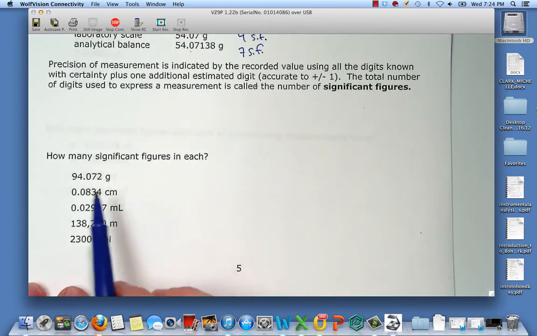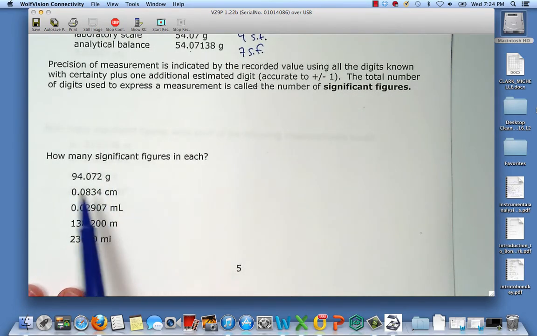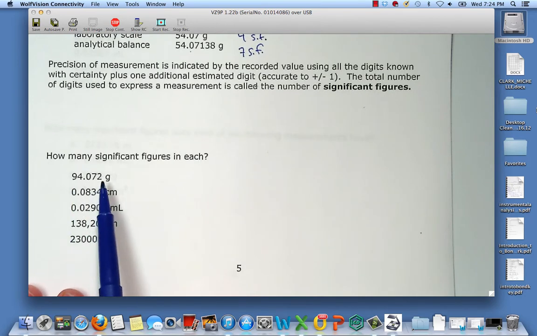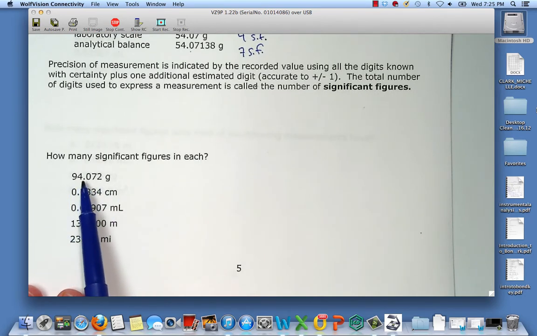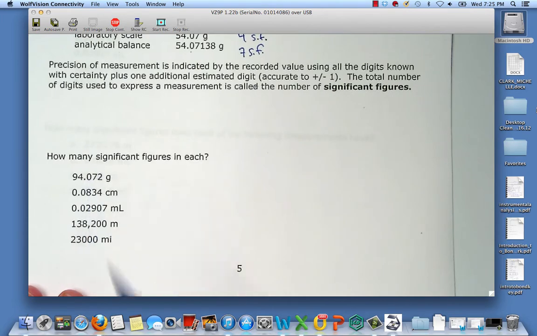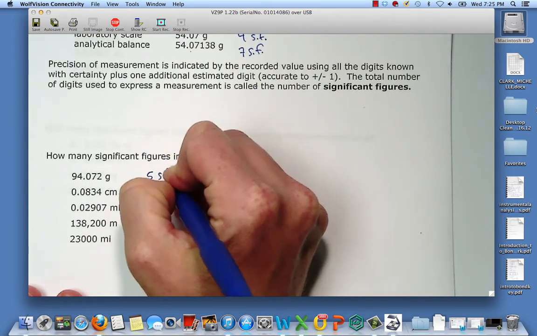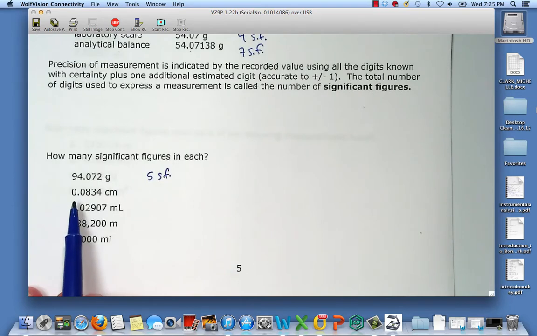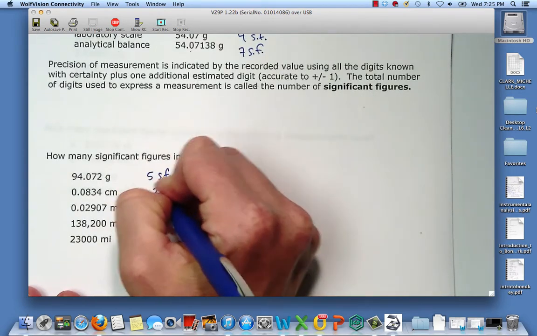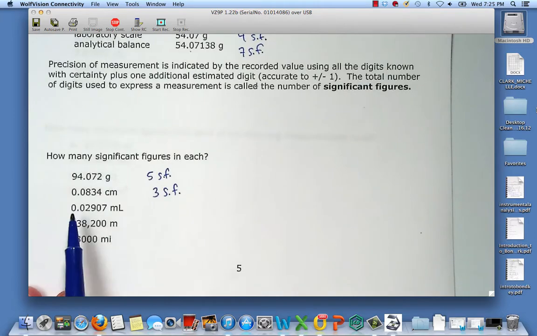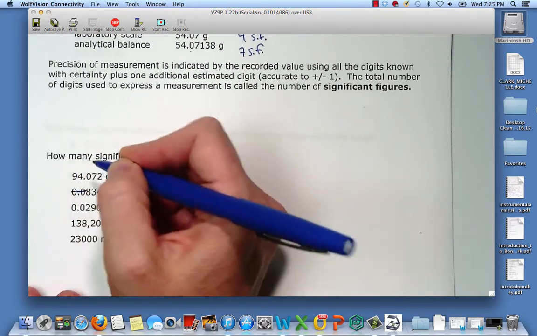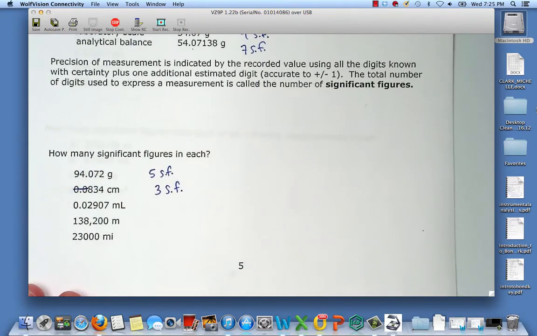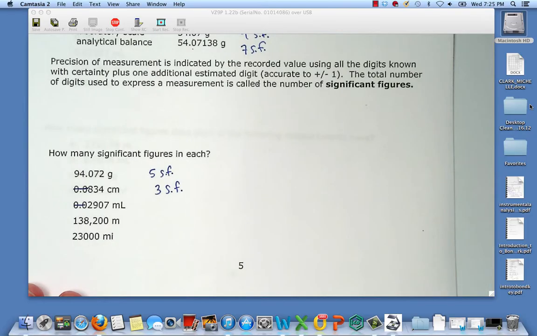So at the bottom of page 5, I have some measurements, and I want to know how many sig figs are in each one. So the first one, 94.072, 5 sig figs. And 3. So remember these, and I say remember because we've seen this in lab. These are placeholders. So they don't count.